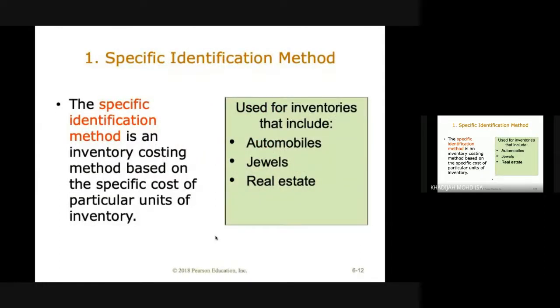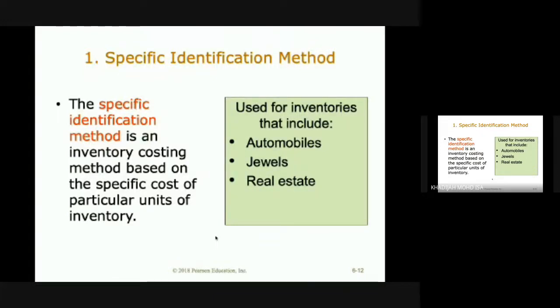The first one is what we call specific identification. This method is very special because it is an inventory costing method based on the specific cost of particular units of inventory. It is used for inventories that include automobiles, jewels, and real estate. So the cost of each of the inventory is very specific.